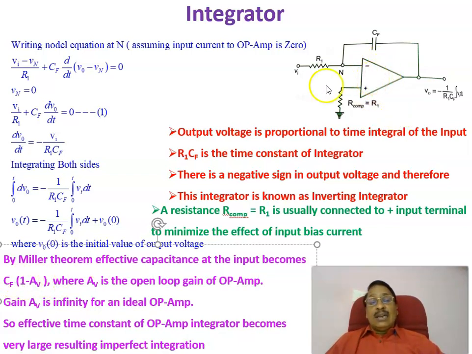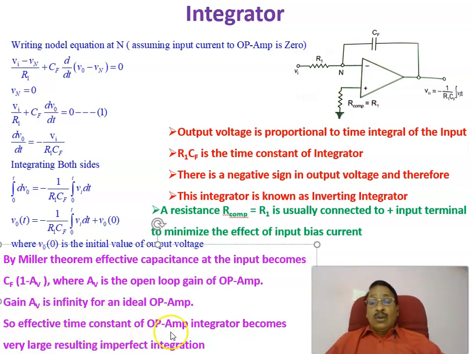AV will be very large, so that 1 minus Cf AV will be very large, where AV is the open loop gain, which will be very large, ideally infinity. So the effective capacitance reflected here will be very large, and the effective time constant, which is the product of the resistance R1 into the capacitance Cf into 1 minus AV, will be very large.